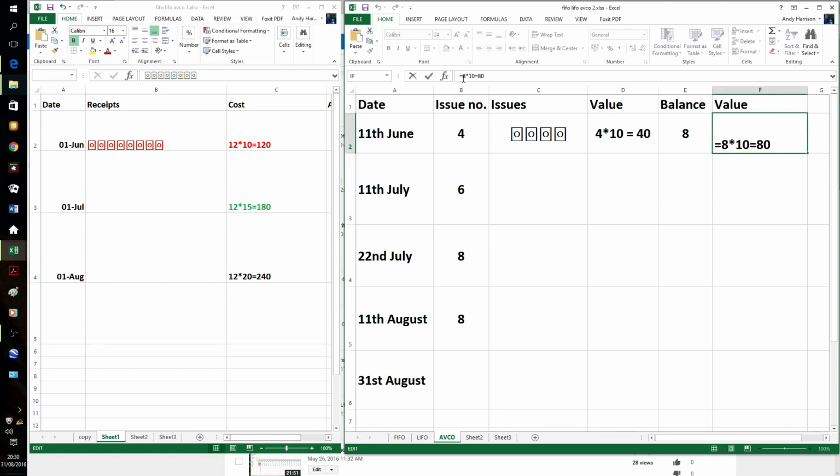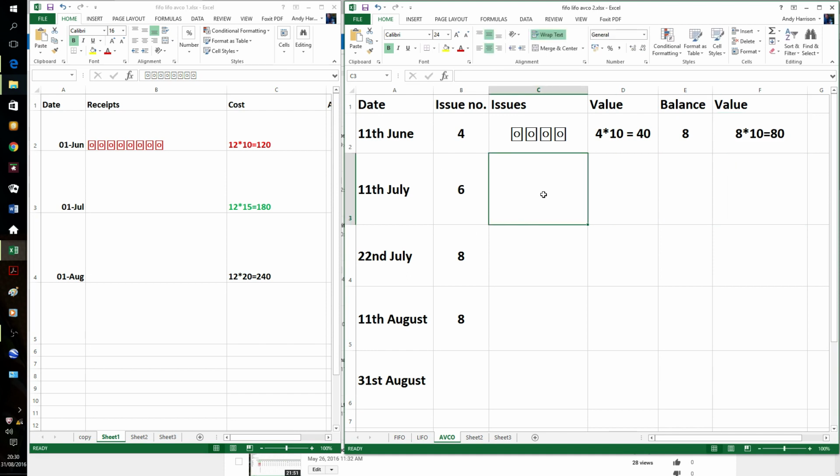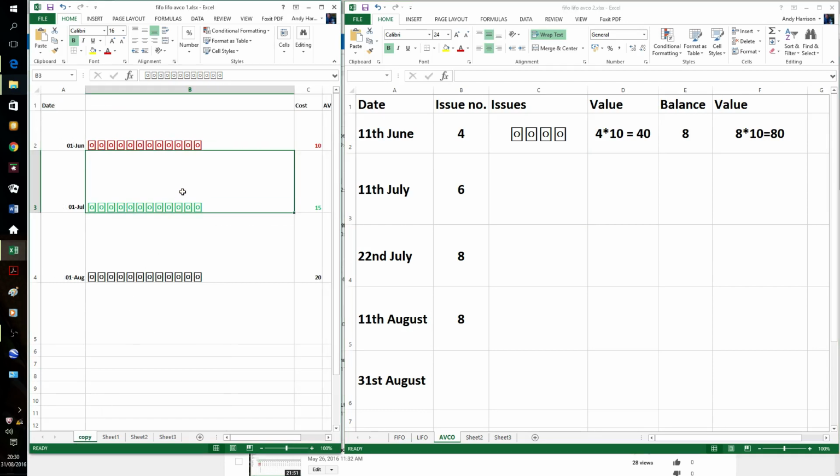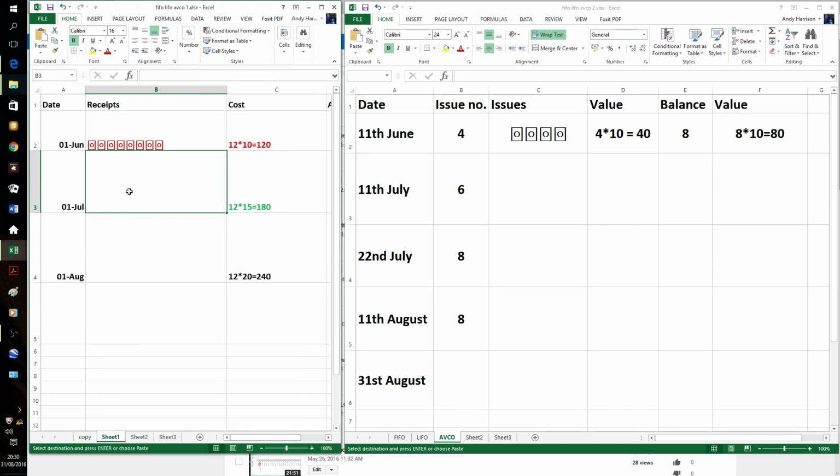I forgot I can't put the equal signs in there. It comes up with true. Trying to help for some reason. 11th of July then. That's okay. We know we've had another delivery. So we'll put the new delivery in so we know how many we started off with.